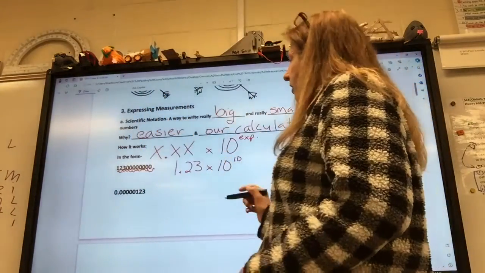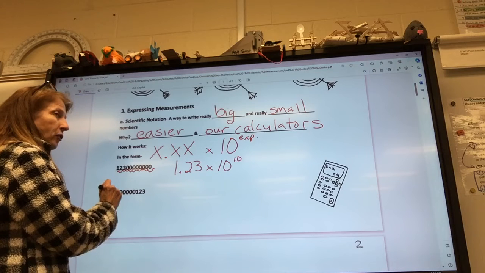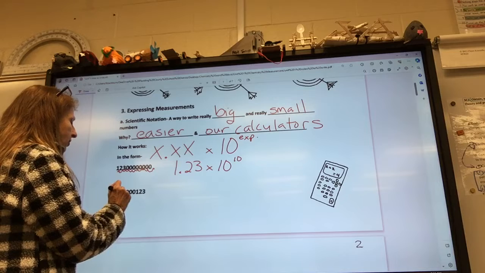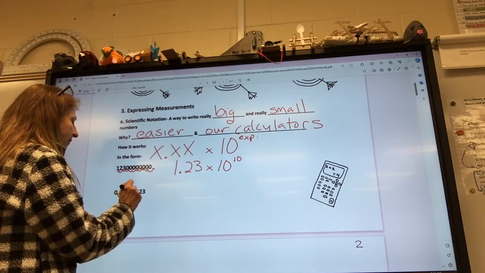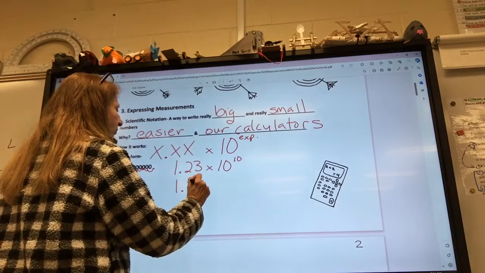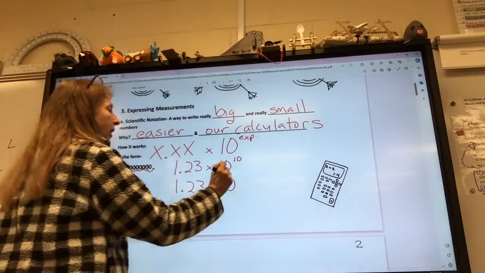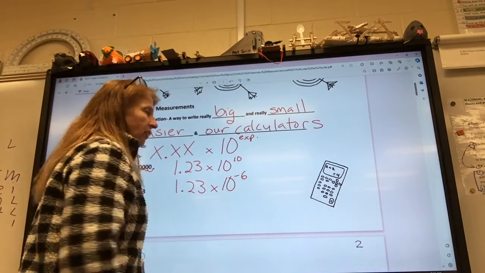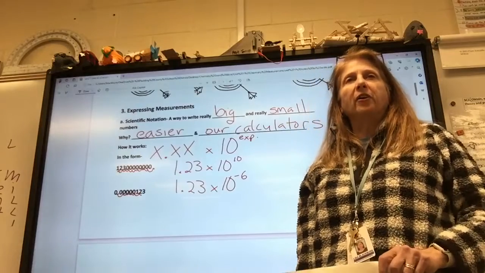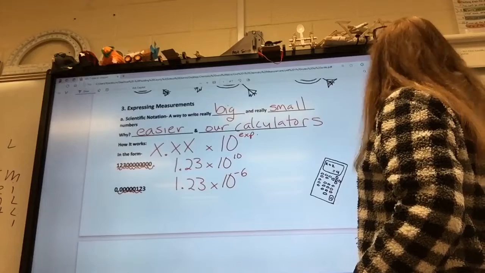Okay, so here's a small number. We do the same thing. We take our decimal and frog hop it to its proper place behind the first non-zero digit. 1, 2, 3, 4, 5, 6. So this is 1.23 times 10. And because it's a small number, it's -6. Ta-da! Feeling okay about this so far? Not too hard? Okay, let's go on.